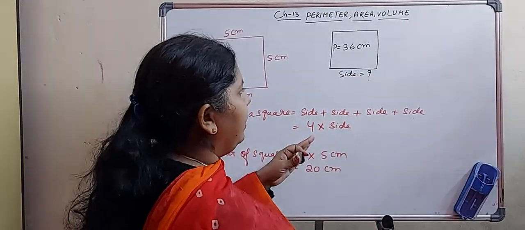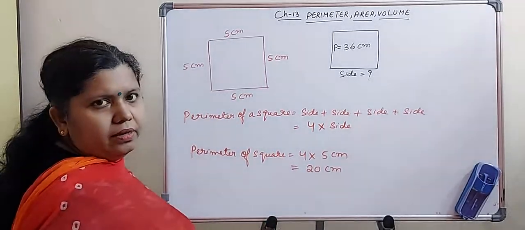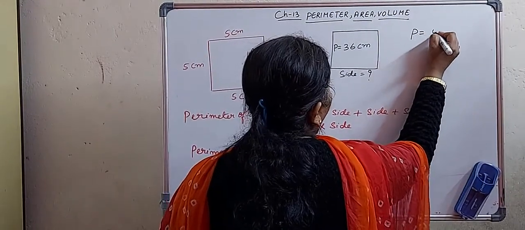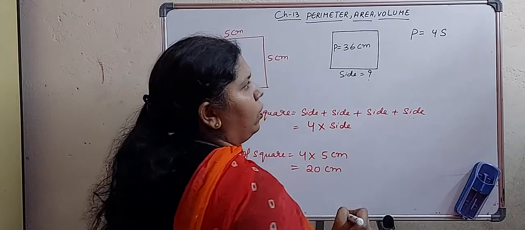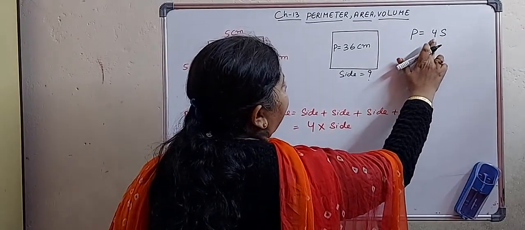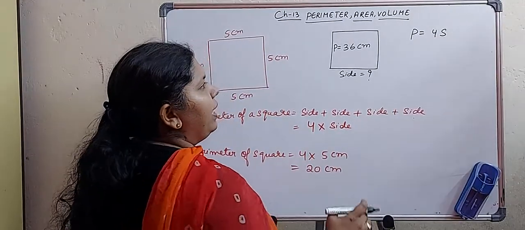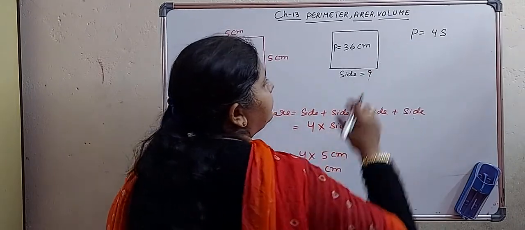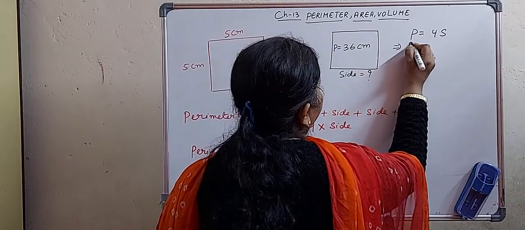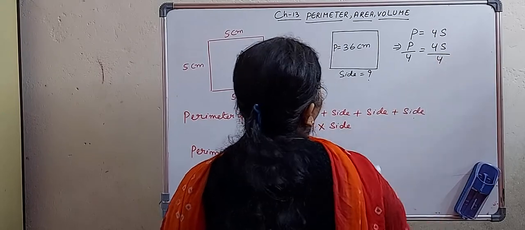So very easy thing. If we know that perimeter is equal to 4 into side, then we can write in short, P is equal to 4S. We need to find out what is S. Along with S, we have this 4 multiplied to it. In order to remove this 4, we can divide by 4 on both the sides, yes or no? So what we will write? This implies P by 4 equal to 4S by 4.